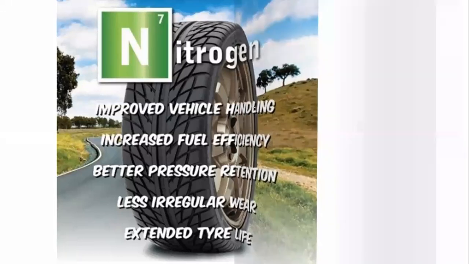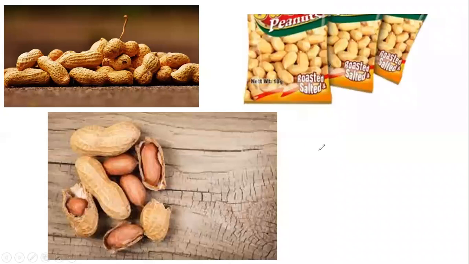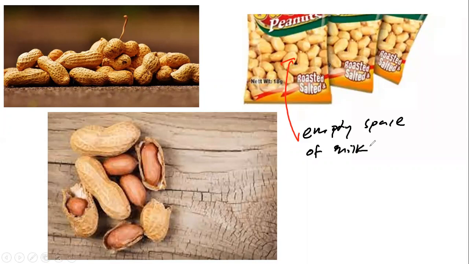And the next one, why did I put this? You can see here the empty space of peanut packets, even milk powder packets. Actually it's not empty, that space is filled with air. Empty space, I'll write here, then you will understand this. Empty space of milk powder packets and peanut packets, filled with what gas? Filled with nitrogen gas.